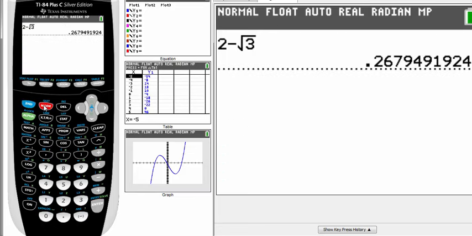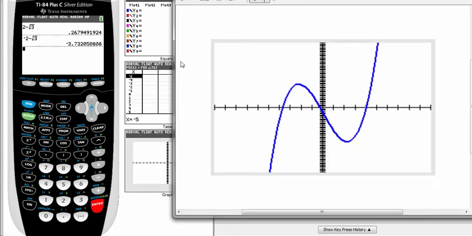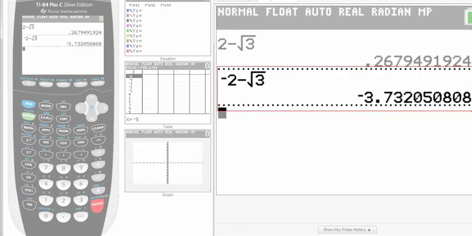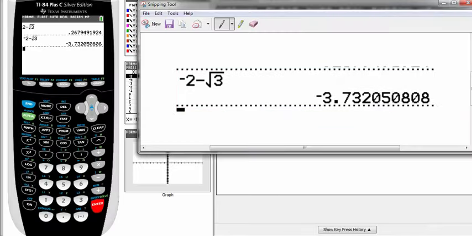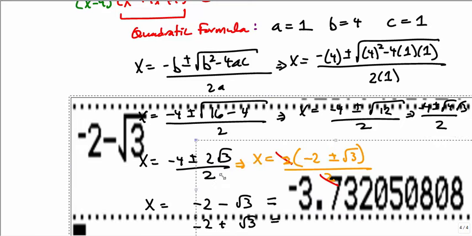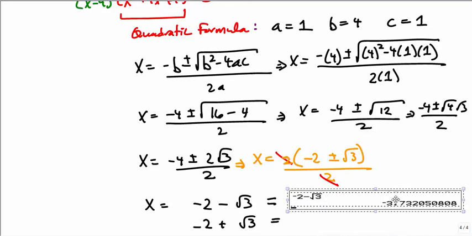So let's do negative 2 minus square root of 3. Shouldn't have erased that graph. We might have wanted to look at it again. So here I got negative 3.73. Now if you remember from our table that we looked at before, one of our values was between negative 4 and negative 3. So this seems to agree with that, or to support that solution.